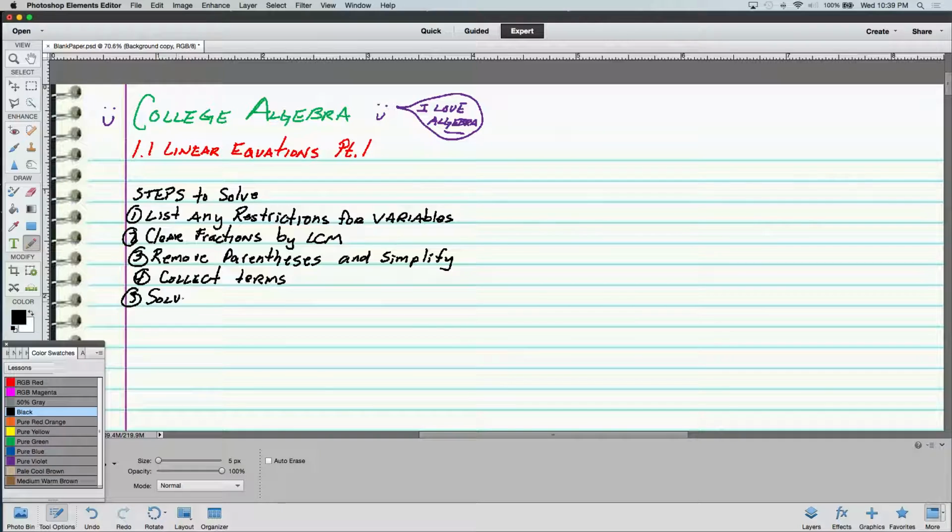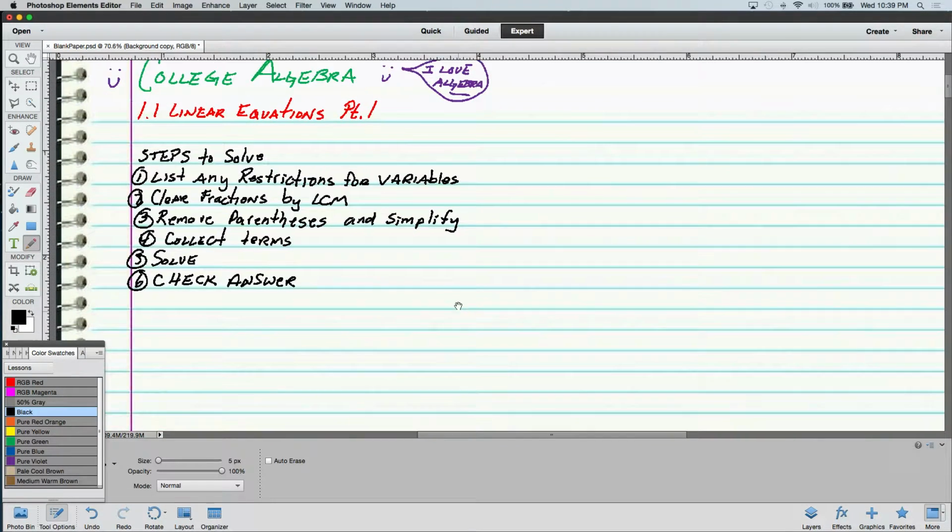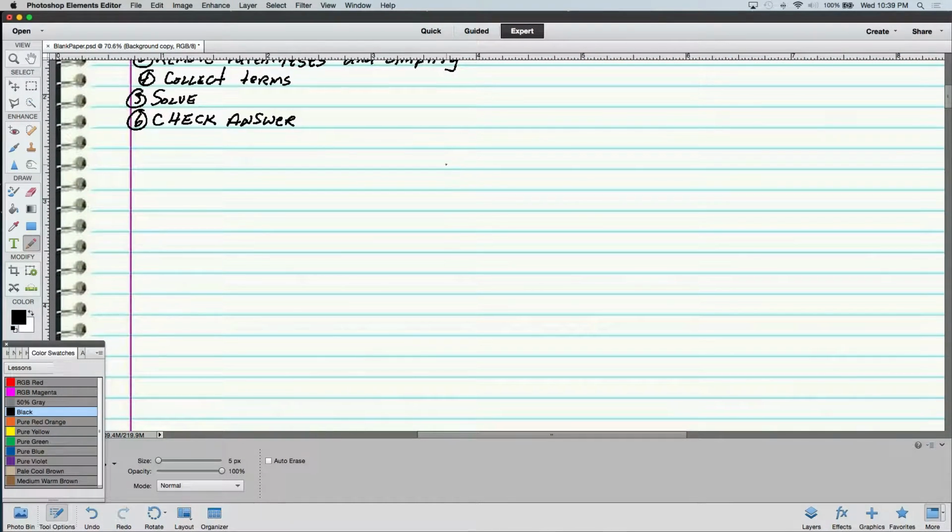Step five, we're going to solve. And step six, check the answer. Okay, and like I said, anytime you come across a linear equation problem, just refer back to these steps. We're going to be using these steps while we're doing the examples. So, first problem.